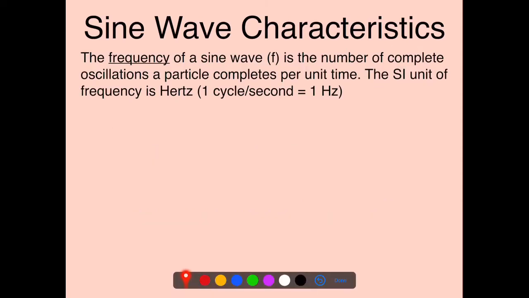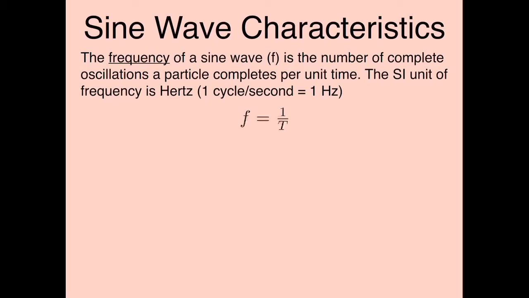Okay, so let's talk a little bit more about some characteristics of sine waves. Next, we have the frequency. So the frequency of a sine wave, given by lowercase f, is the number of complete oscillations a particle completes per unit of time. So the SI unit here is going to be hertz. 1 hertz is equal to 1 cycle per second. That's the definition. Now, the way frequency relates to period is actually pretty simple. Frequency is just 1 over the period, or the inverse of T.